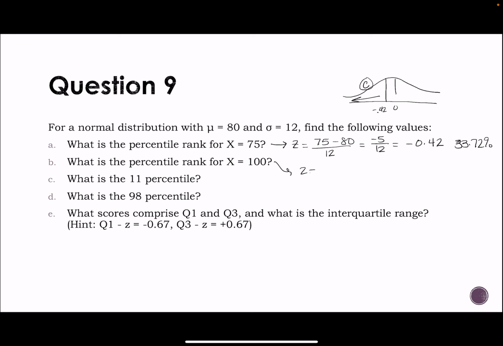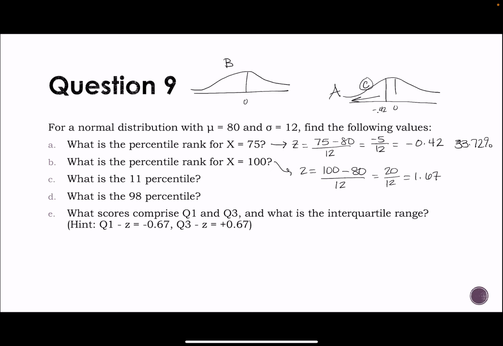Do the same thing with this guy. So z is equal to 100 minus 80 over 12. So that's going to be 20 divided by 12, which ends up being 1.67. So this was for problem number A. For problem number B here, think about your chart.